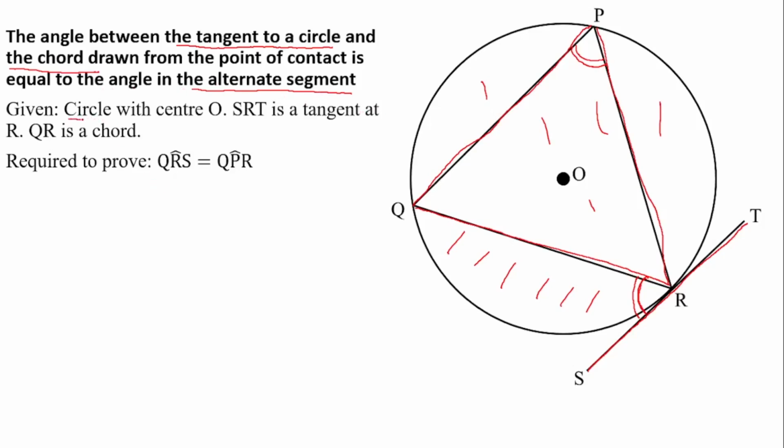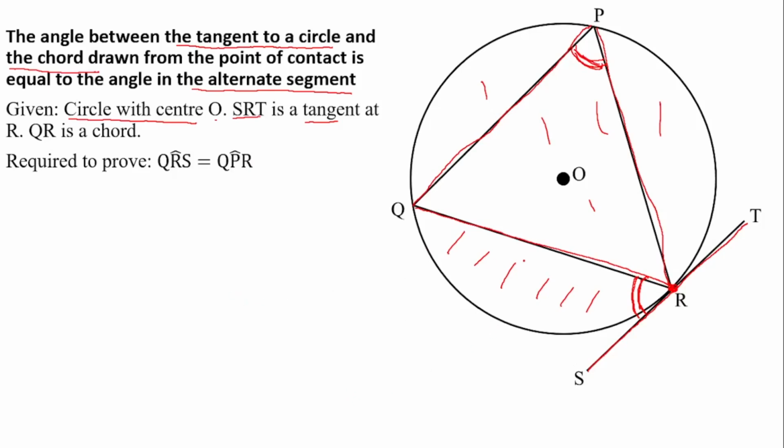So we're given this circle with center O, and SRT is the tangent at R. This is the point of contact. QR is the chord. We want to prove that angle QRS, which is this, is equal to angle QPR, which is this. Now remember, we have to do our constructions.